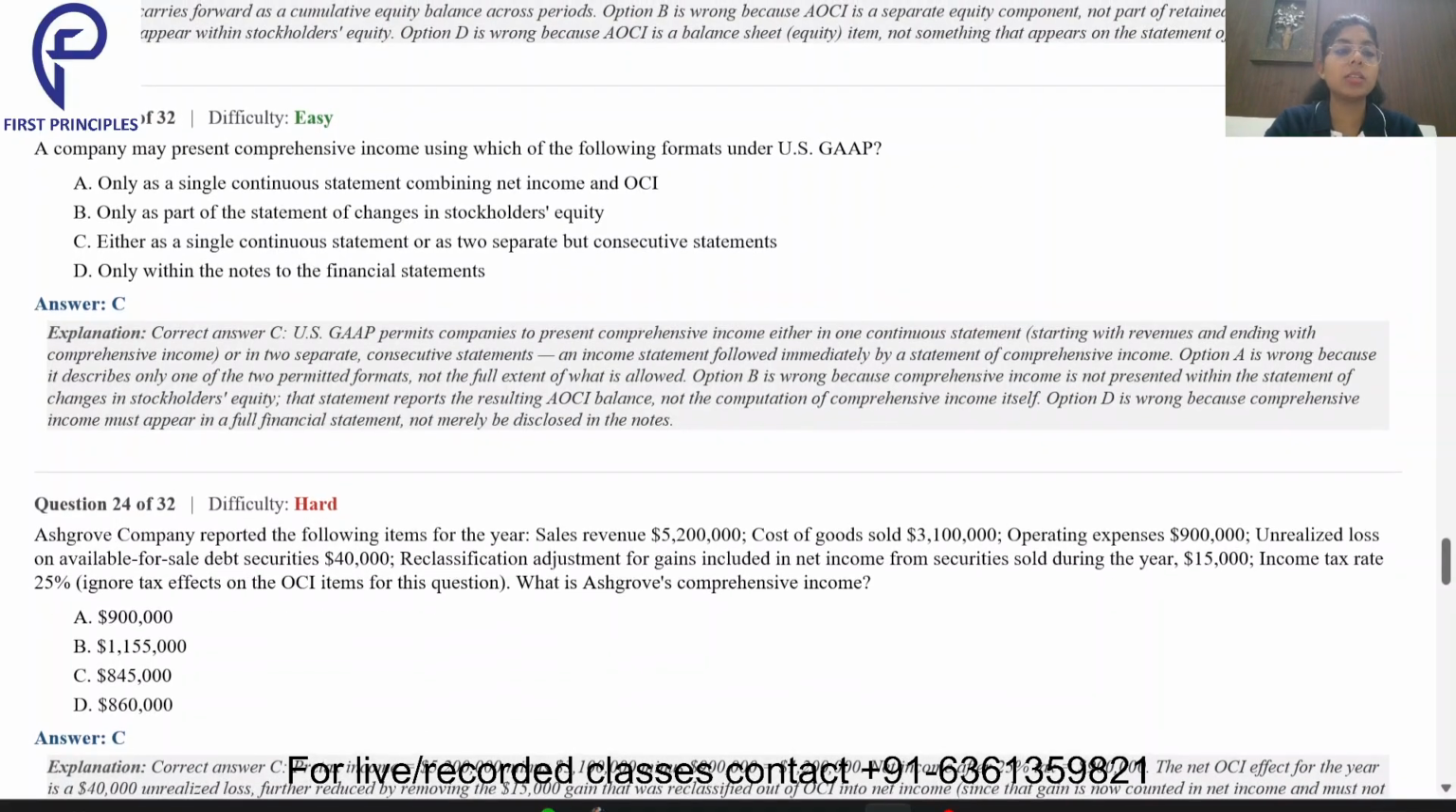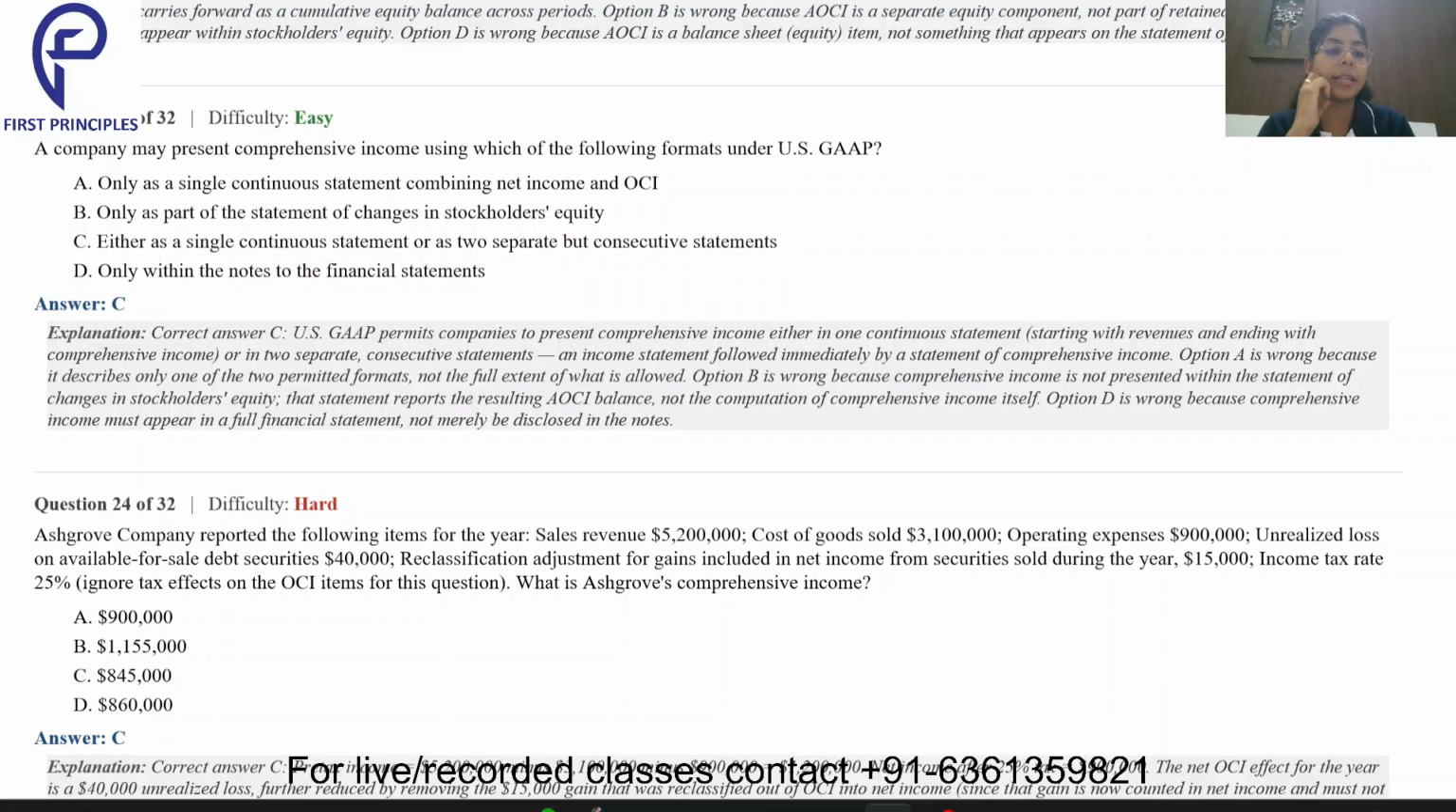Question number 23. A company may present comprehensive income using one of the following formats under US GAAP. How do we present comprehensive income? First of all, we have two options. Either we present it in one single continuous statement along with the income statement, or we have two separate but consecutive statements, one after the other, where in the second statement the first line will be the net income.